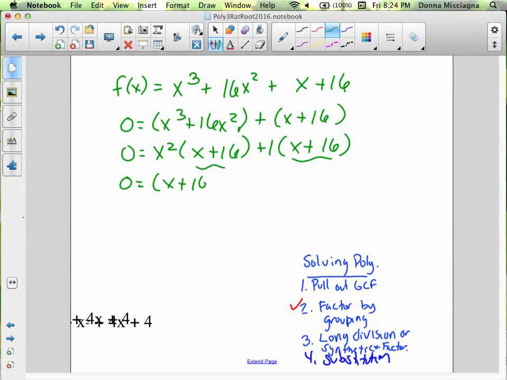Right? Oh, so by the way, if this is not in your notes, don't worry about it unless you would like to write this down, because I already told you it's a lot like a homework problem. If this is in your notes, just change the problem so it says this. So 0 equals x plus 16, and then when we have the leftovers, x squared plus 1.